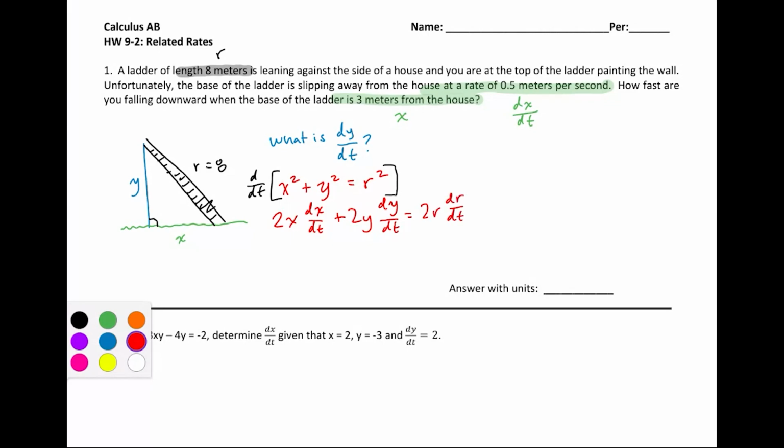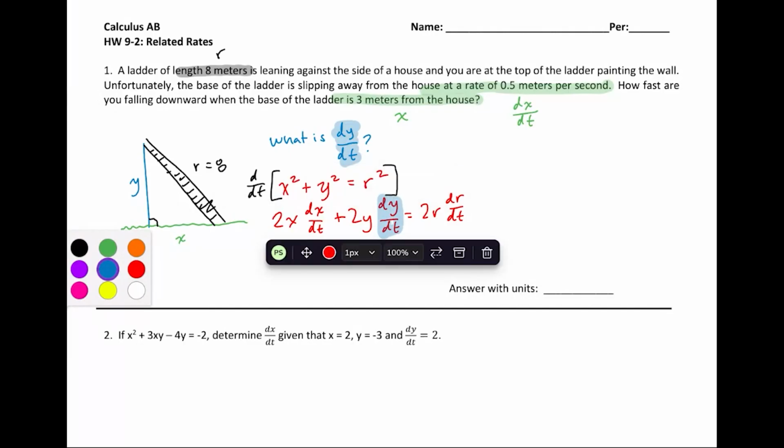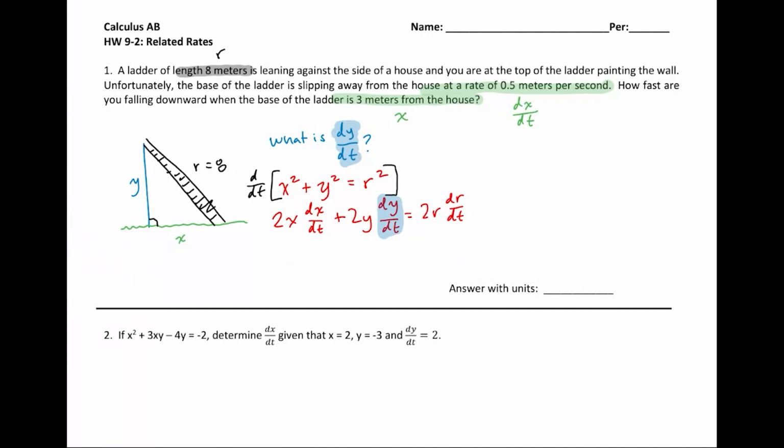Notice that the derivative is basically the same on each one of these, except because of the chain rule and because we're differentiating with respect to t, we have this dx/dt or dy/dt. And what those represent are the change of that variable with respect to time. So now we're just going to fill in everything that we know and solve for dy/dt. This is what we're looking for, that change in y.